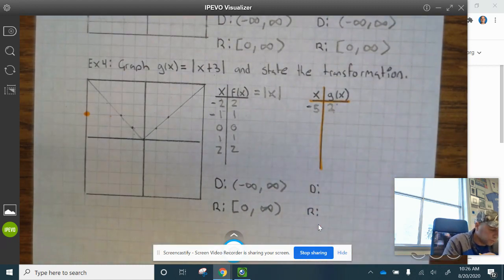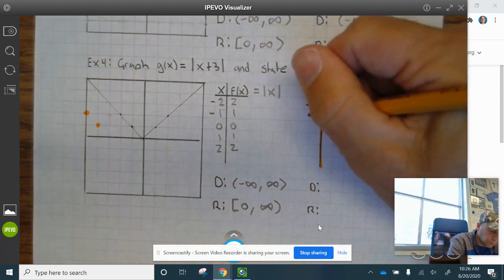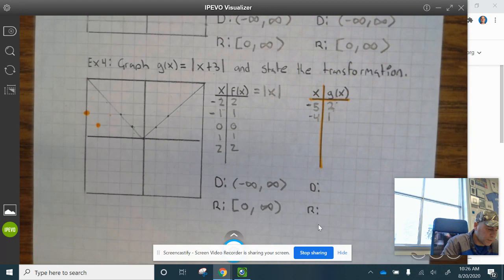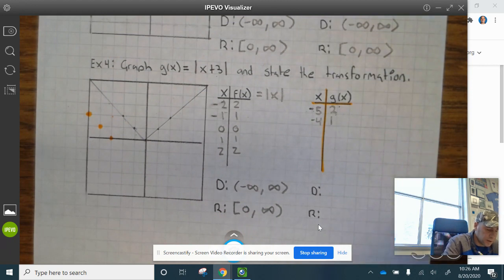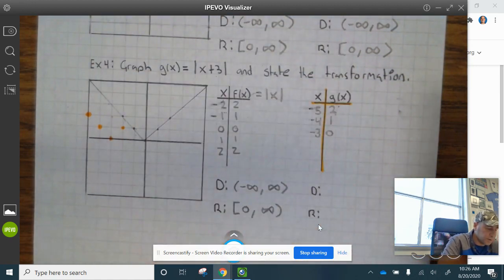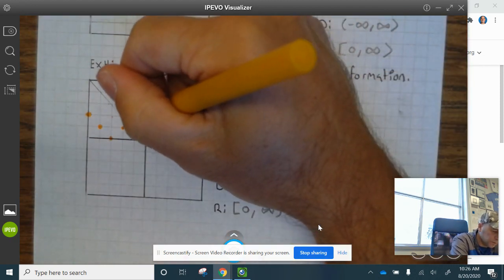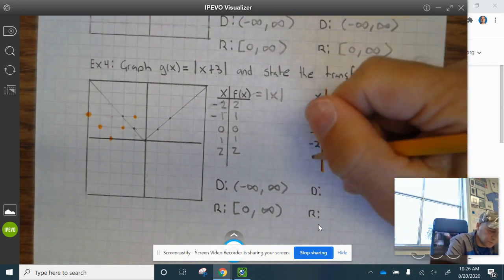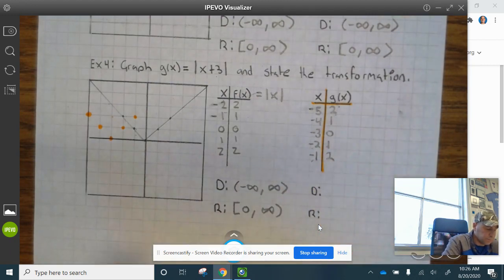Okay. So now our next point is we go 1, 2, 3. So that point is negative 4, 1. And then the next point is 1, 2, 3. And that's negative 3, 0. And then this point is 1, 2, 3. So that's negative 2, 1. And then the last point is 1, 2, 3, negative 1, 2. So you can see here that each of these x values was subtracted by 3, and the g of x stayed the same.